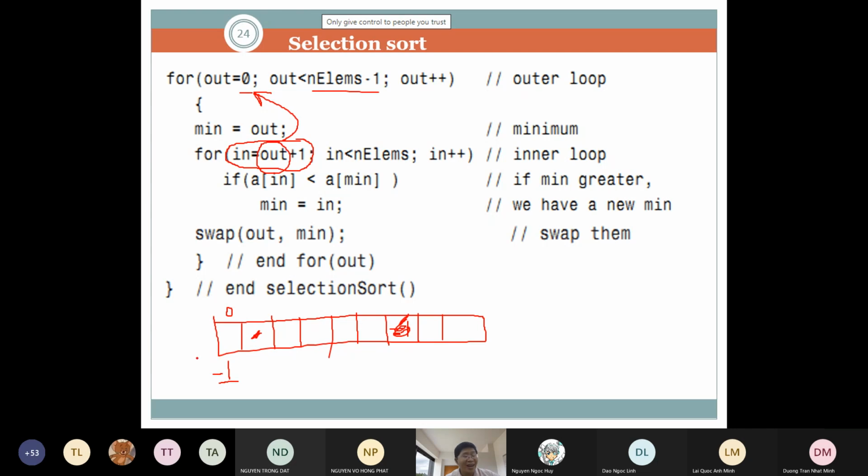And next, if I start from in equal 1 or 0, I compare in with the min. And you know that last time -1 is the smallest number in my array.